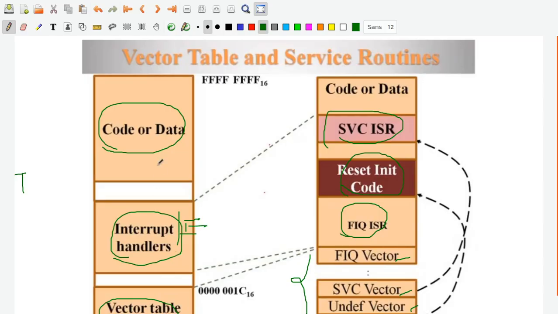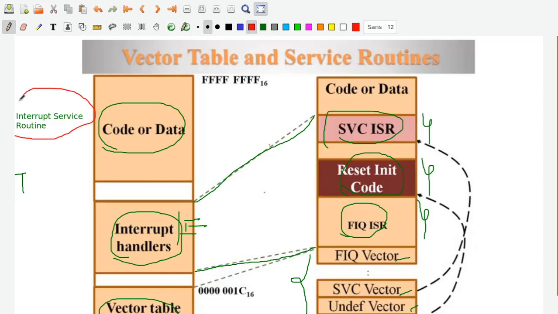Interrupt is a special type of exception, that is for the FIQ and the IRQ interrupts. Now, these interrupt handlers could start from this memory location and end at this memory location. Of course, you have some code here. Can you see? This consists of a set of memory addresses, and this consists of a set of memory addresses. What we call ISR, ISR means interrupt service routine. Okay, so ISR is basically interrupt service routine. This is important.